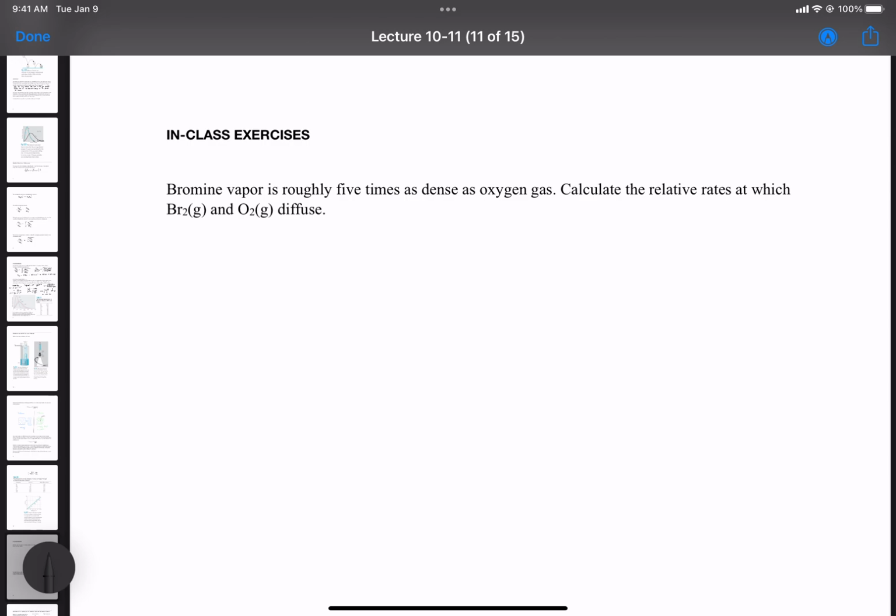Okay, so in this case, we know bromine is roughly 5 times as dense as oxygen gas. So what that means is that the ratio of the molecular weights is going to be 5. So the rate at which the speed should be the square root of 5. So let's just set that up right here. Rate 1, let's call this of oxygen, O2. And then rate 2 will be for bromine.